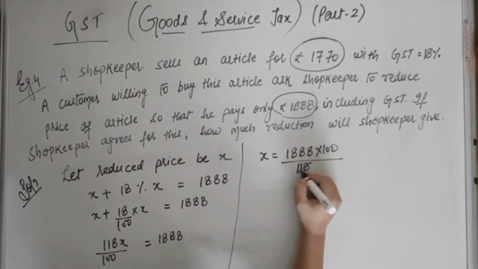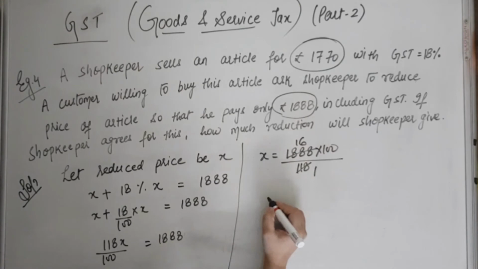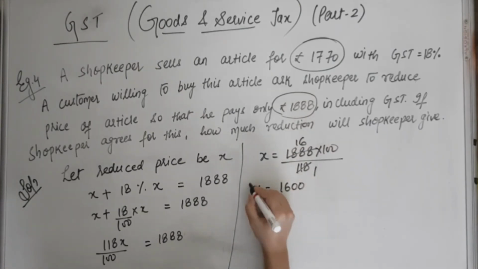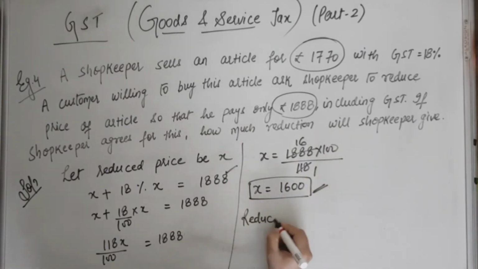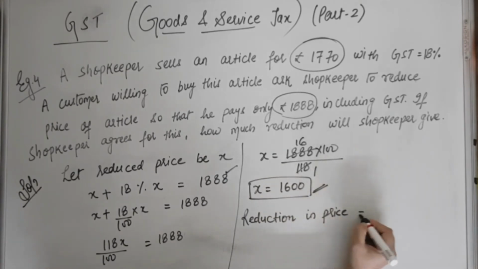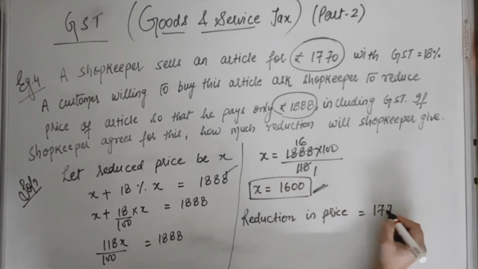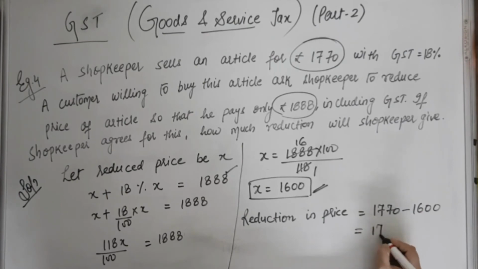So 118 ones and 118 into 16 is 1888. Thus x is 1600. So this is the reduced price. So reduction in price will be 1770 minus 1600. So we'll get 170. So this is the reduction in price which shopkeeper gave to customer.